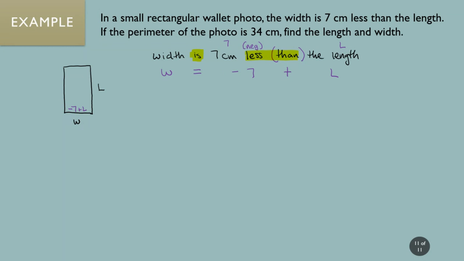So now we have: if the perimeter of the photo is 34 centimeters. So that is telling us the perimeter is P, and that equals 34 centimeters. We want to find the length and the width. So we need the equation for perimeter of a rectangle. And that equation, if I use that one that we saw before, I'll just say length plus 2 times length plus width.